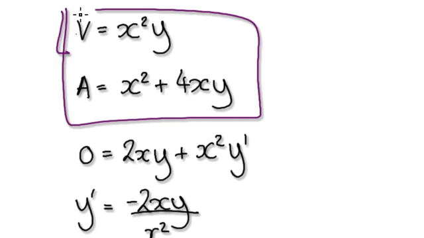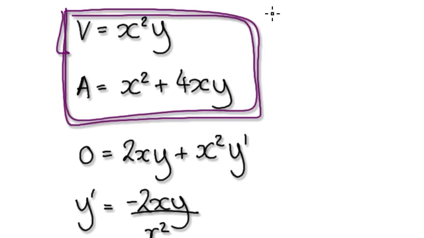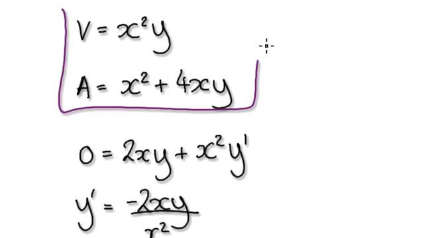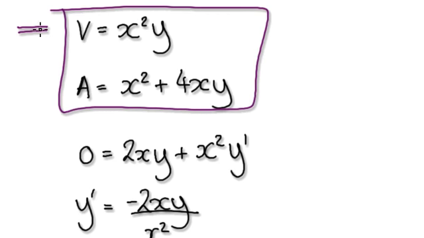Now look at these two equations here. We're going to implicitly differentiate this, and then we can also solve this problem by using implicit differentiation. So starting with these two here, implicitly differentiate this.